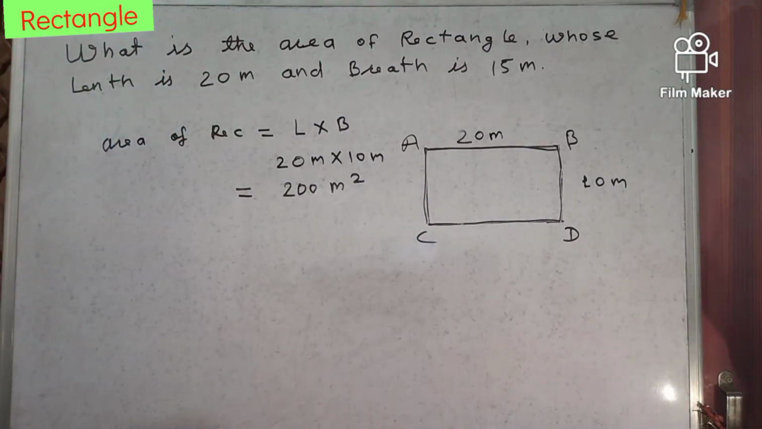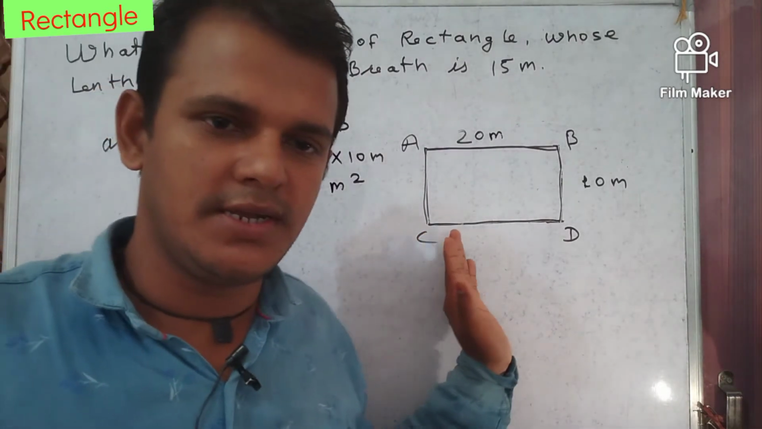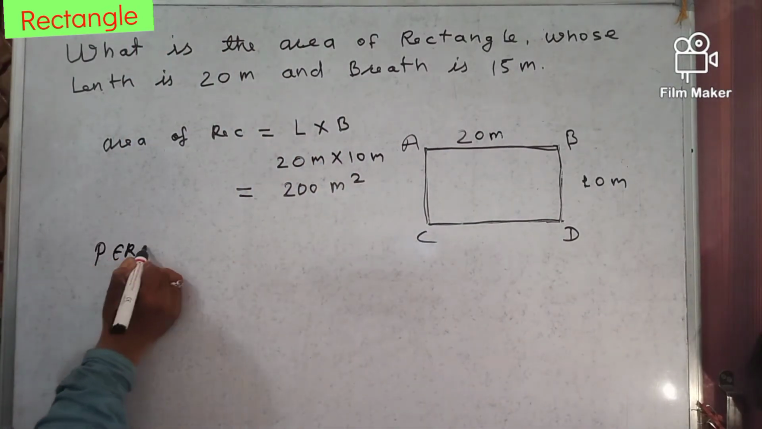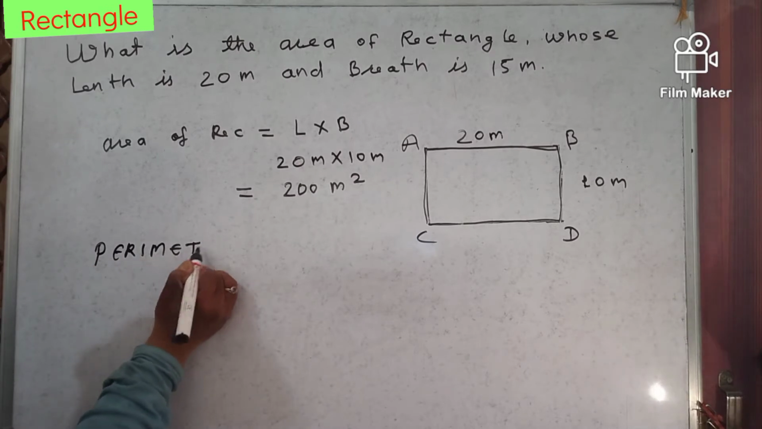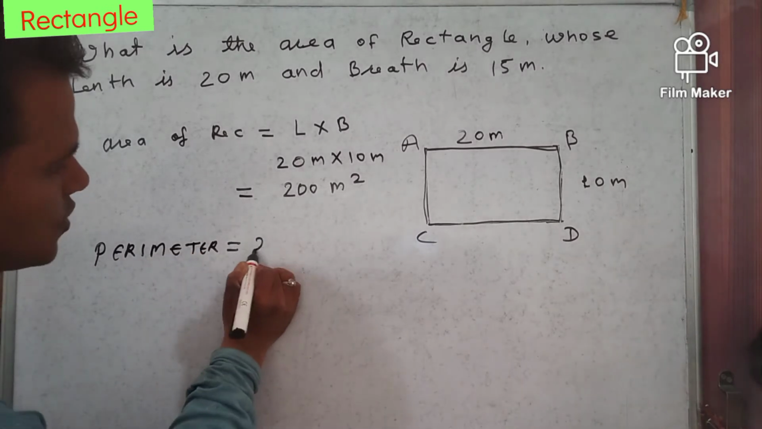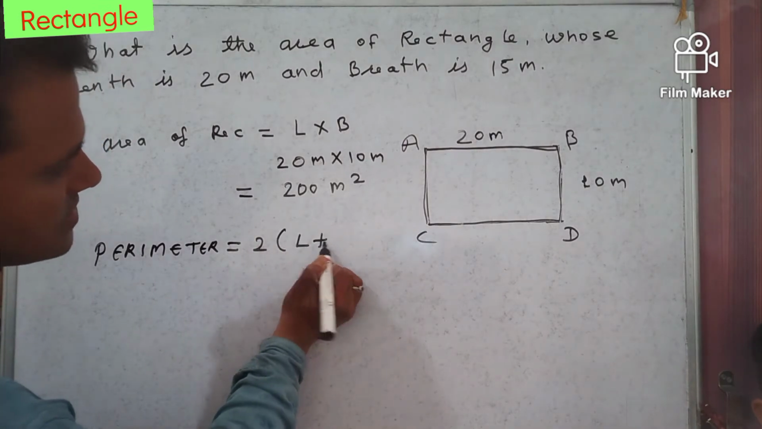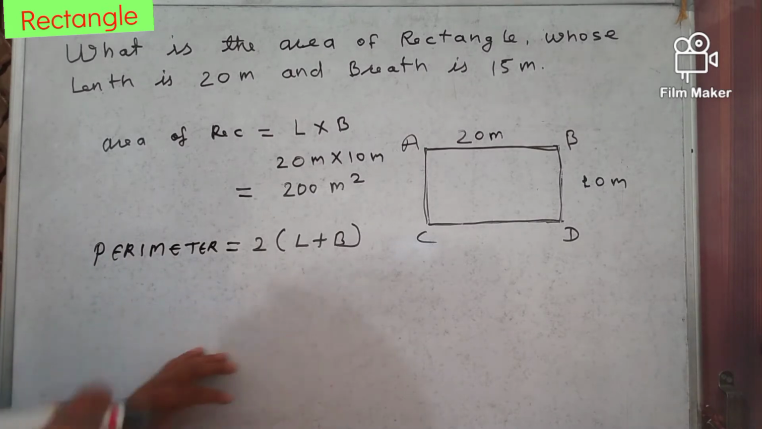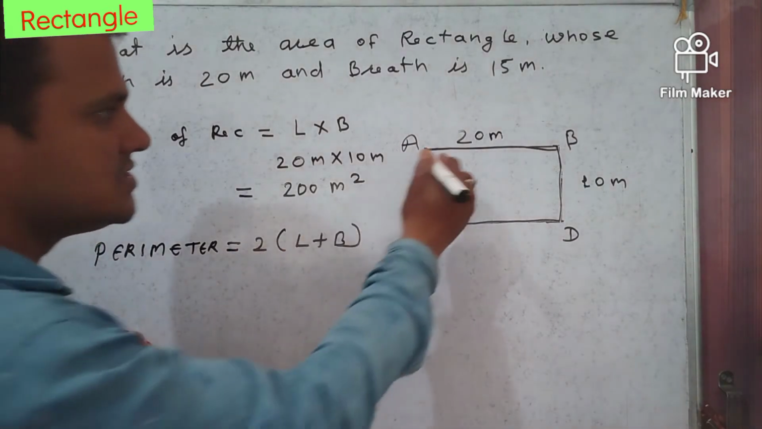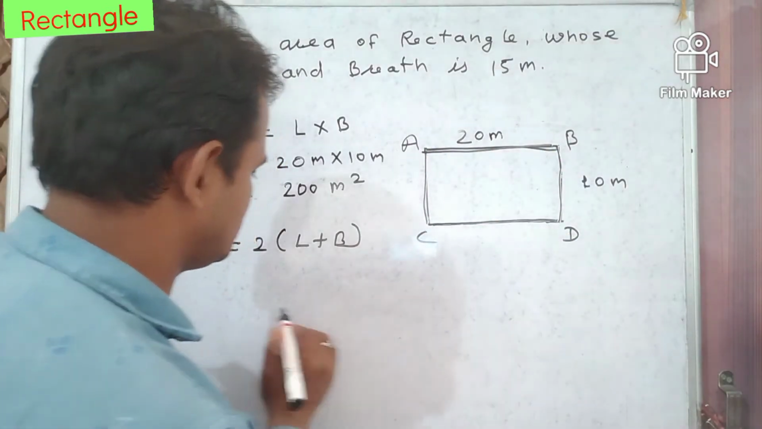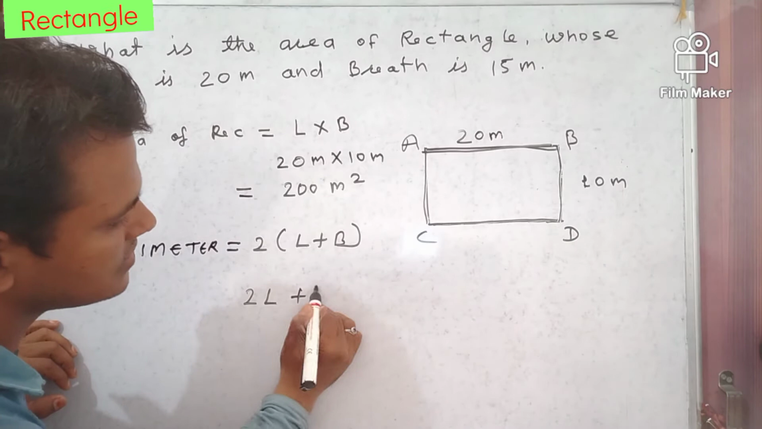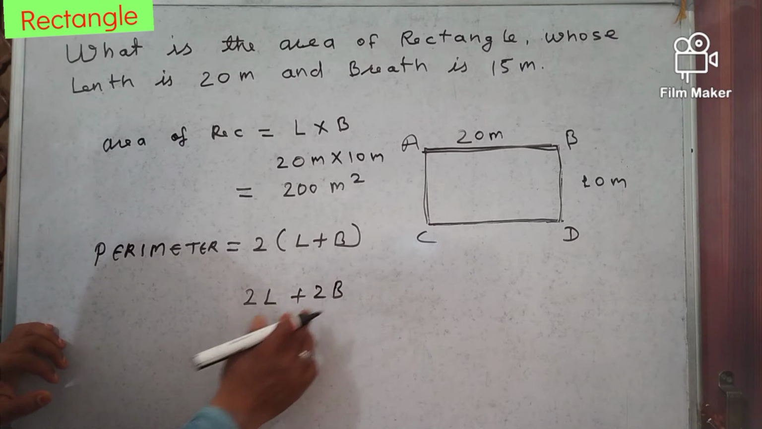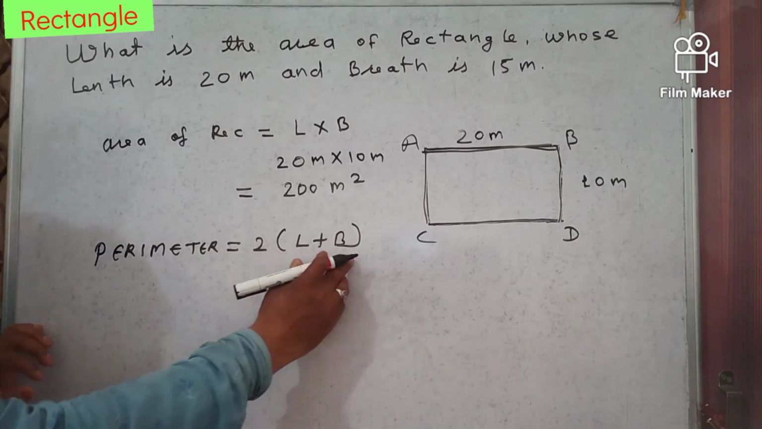If they ask what is the perimeter of this rectangle, so what is the perimeter? Perimeter is equal to 2 into (L plus B). Now see here, what is 2? This is 2 length plus 2 breadth, that is 2L plus 2B. So 2 is common, so it is 2 into (L plus B).